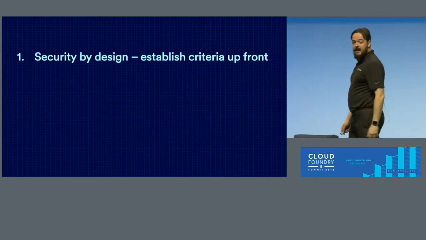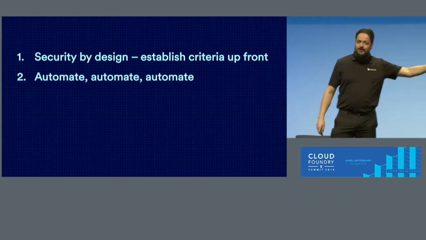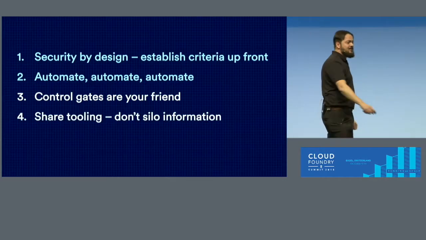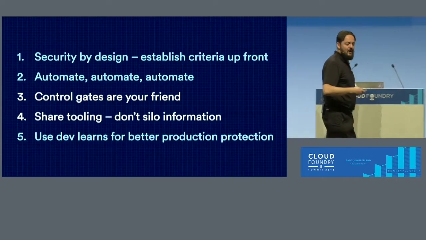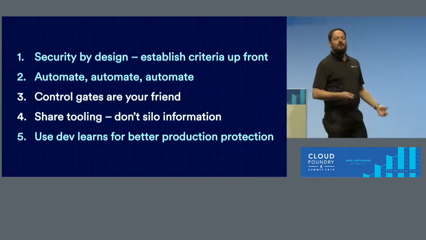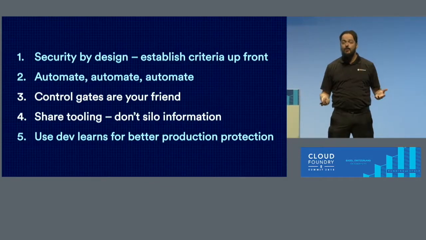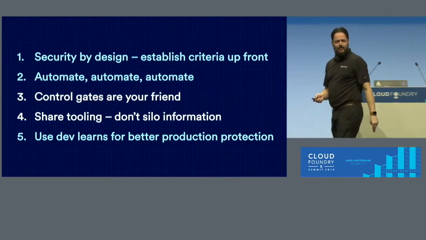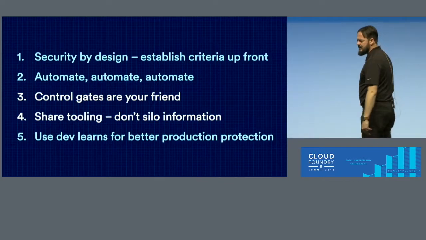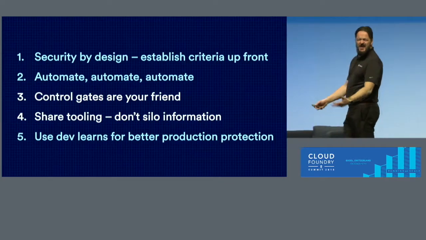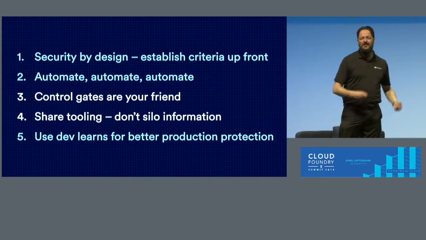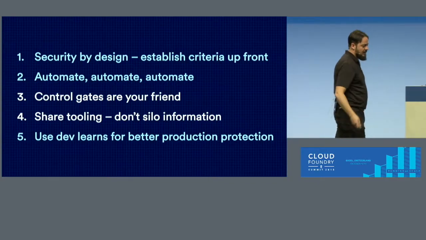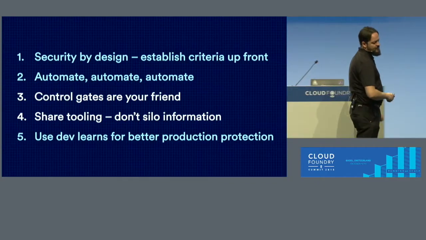So security by design, establish criteria up front. Automate, automate, automate. Control gates are your friend. Share tooling, don't silo information. It's the same slide as before. But what is it that we're seeing here? Well, what we're trying to show you is that, yes, containers will help with much of this. Number two, probably not the control gates, although you'd be able to build them in quite easily. Share tooling? Well, containers themselves don't actually do that, really. They're not helping us there for a security talking to DevOps thing. But they do allow us to do more learning with what's going on inside the container. So we could say that we meet kind of three out of those five.